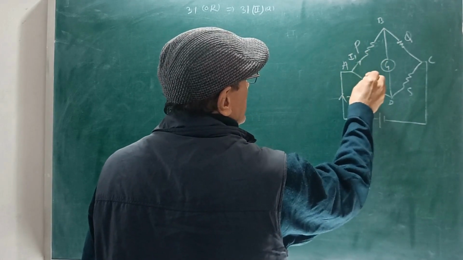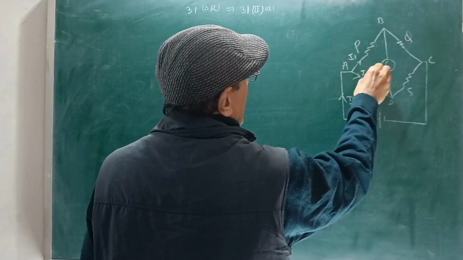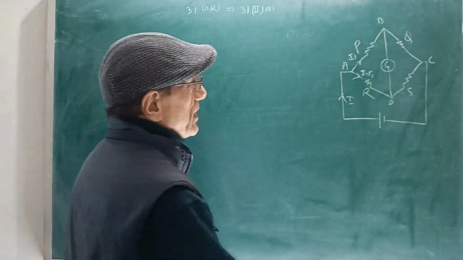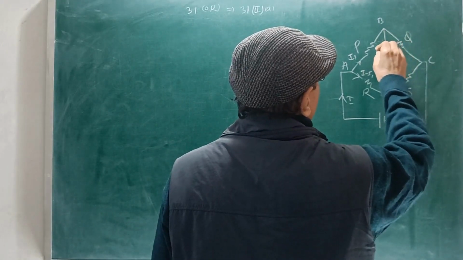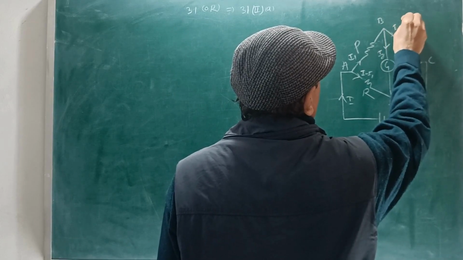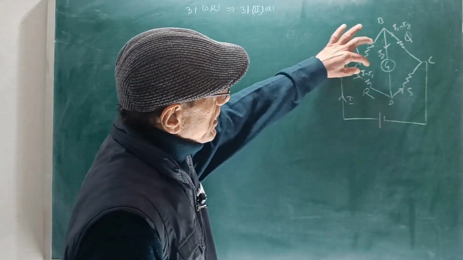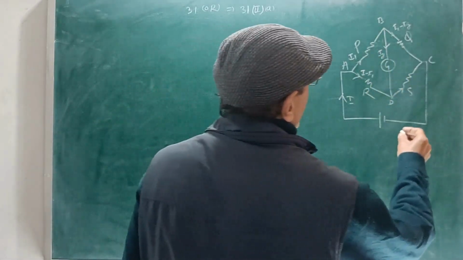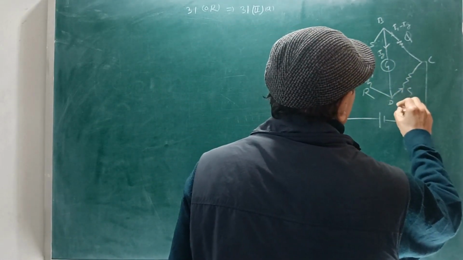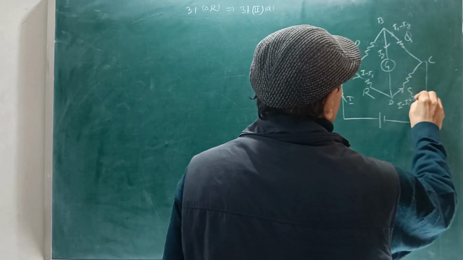So according to junction rule, here it will be I minus I1. If here the current is IG, again according to junction rule, here it will be I1 minus IG. And here it will be the sum of these two currents according to junction rule. So it will be I minus I1 plus IG.